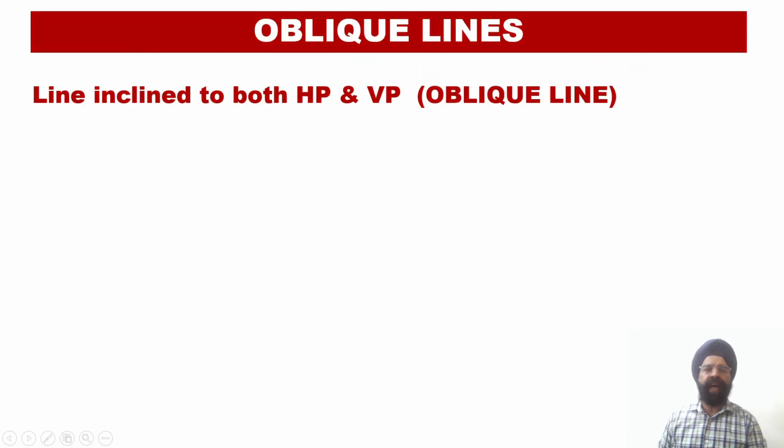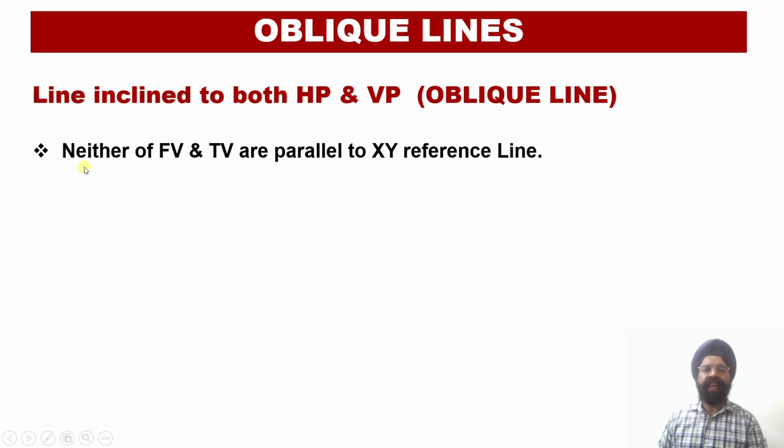Now, an oblique line is the one which is inclined to both the horizontal plane as well as the vertical plane. And in case of an oblique line, neither the front view nor the top view will be parallel to the XY reference line.